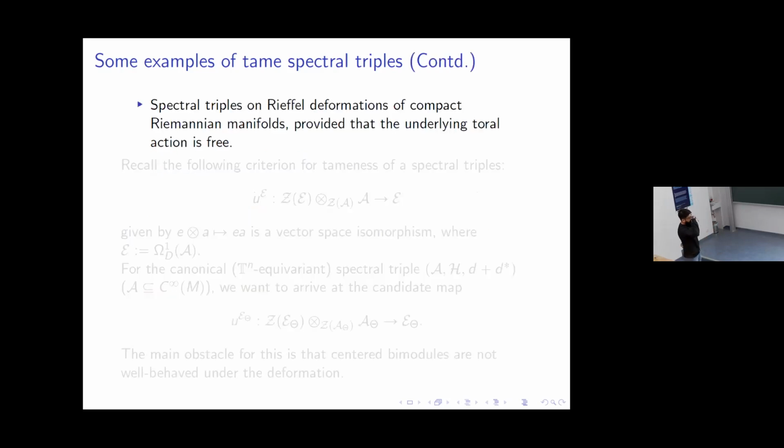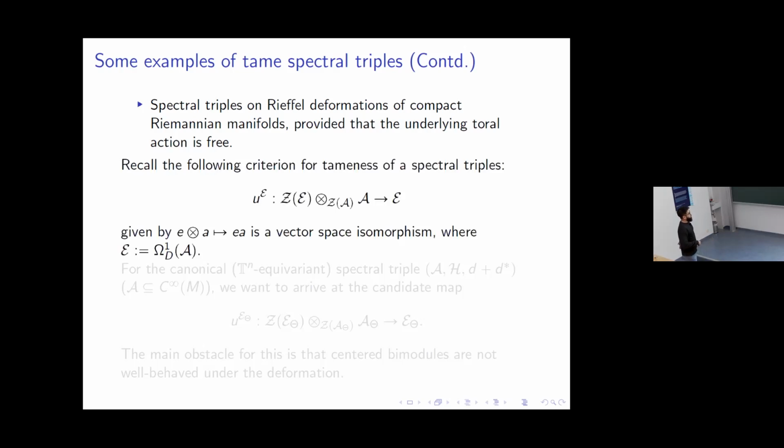Another example at our disposal is the spectral triples on Rieffel deformations of compact Riemannian manifolds, with the caveat that we need the underlying toral action on the manifold to be free. So if we do not want to talk about spectral triples, we can say: construct the classical differential calculus on a toric manifold and then deform the manifold via actions of the torus.